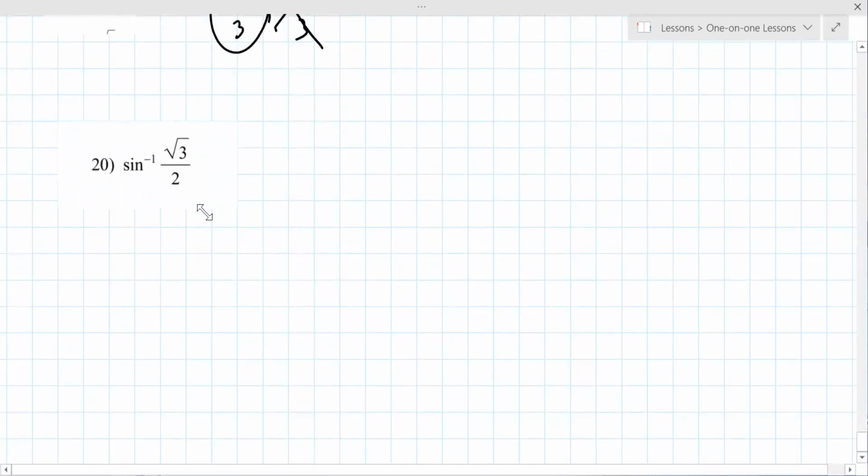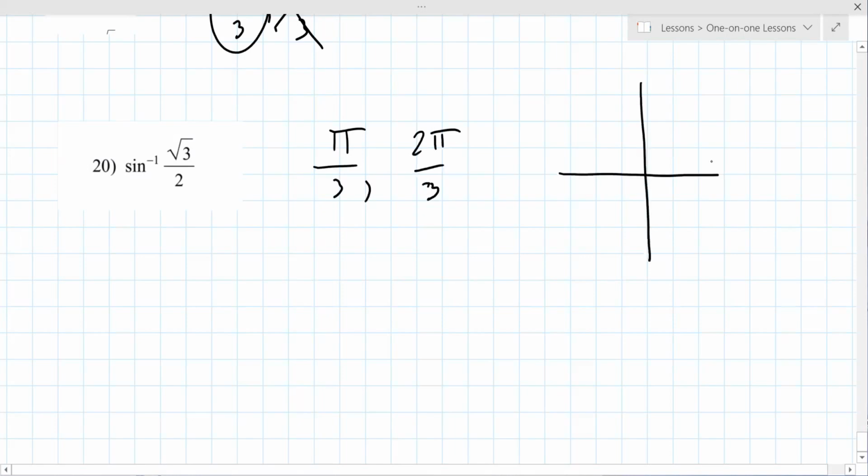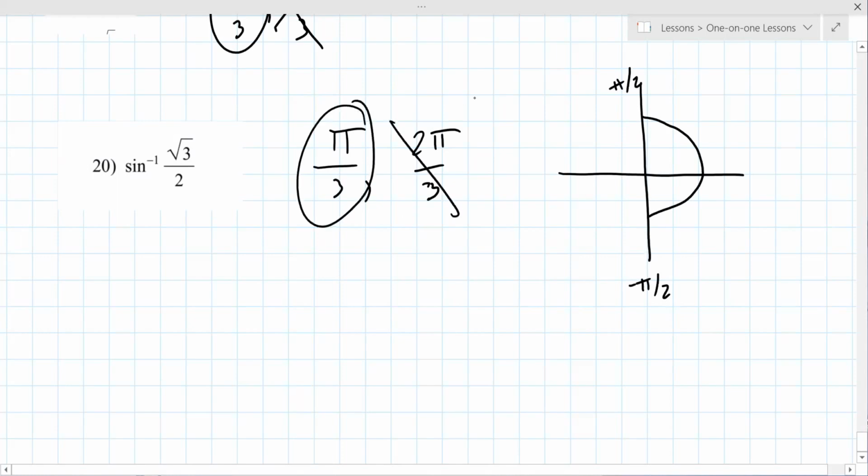For what angle is the sine of that angle square root 3 over 2? Where's the y value square root of 3 over 2? There's two places on the unit circle, pi over 3 and 2 pi over 3. But sine inverse is only good from minus pi over 2 to pi over 2. So which one of these falls in there? The first one, pi over 3.